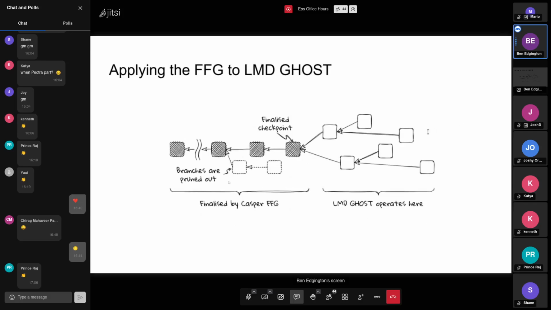Any branches off that chain have been pruned out and are lost in the mists of time. But in the more recent past, after the most recent finalized checkpoint, and there's an argument to say justified here, I won't go into that, but think finalized for now. This is the domain of LMD Ghost, and it operates for the last couple of epochs since we last had a finalized checkpoint. So everything up to about 2 epochs ago is nice and clean, and then from 2 epochs ago we have LMD Ghost operating.